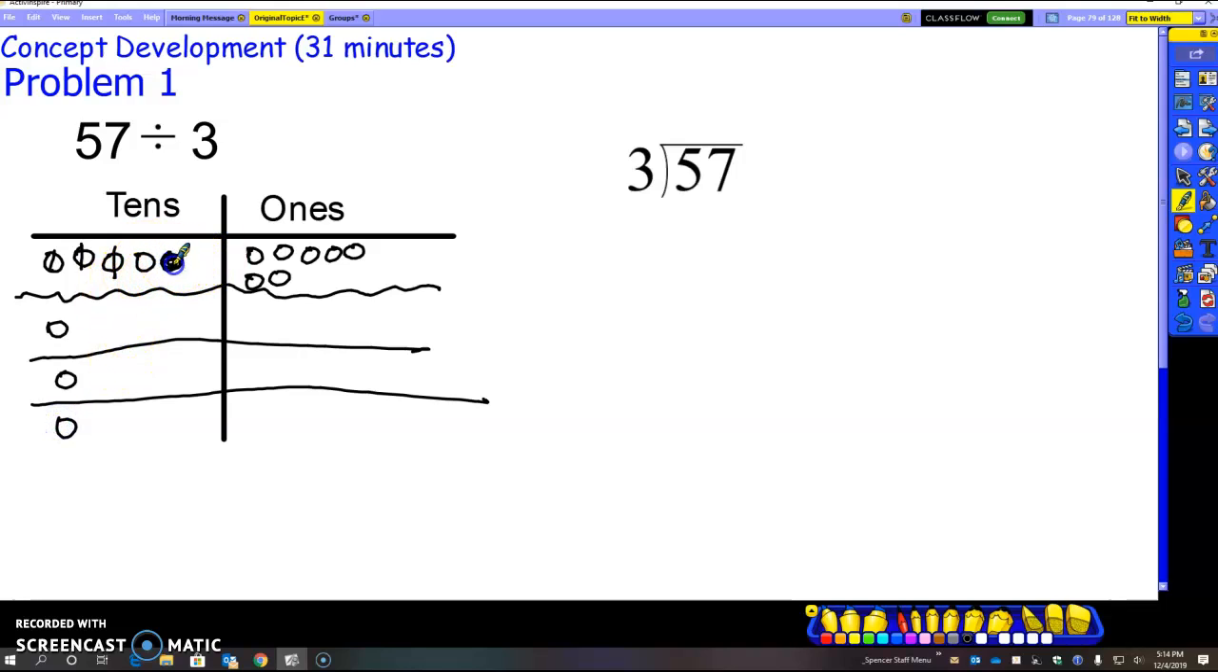So these 2 10s are going to get renamed. So I would rename 20 1s here. Okay, so there's my 20, and what I already had was 7.